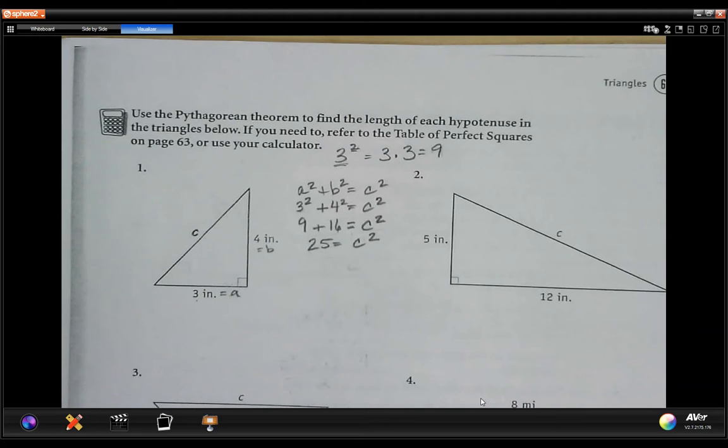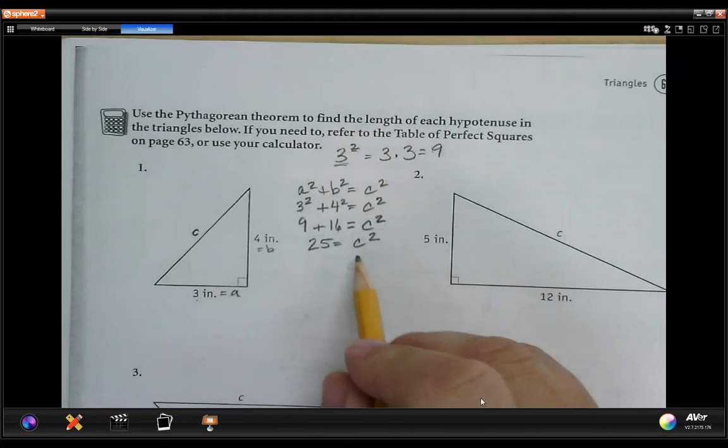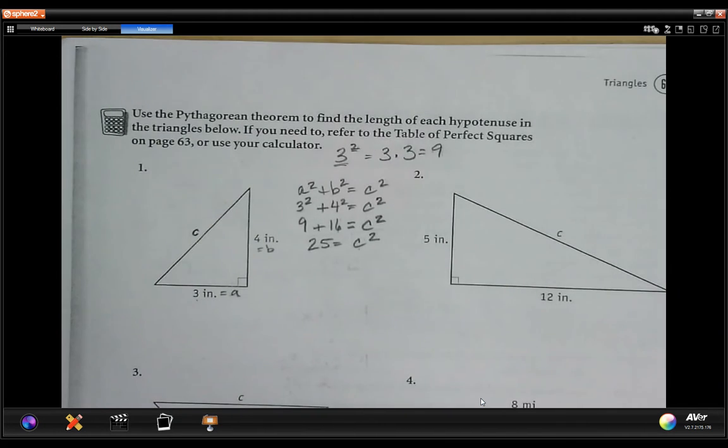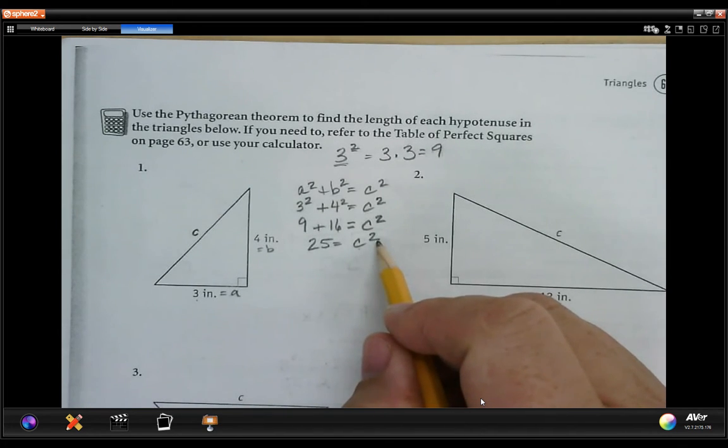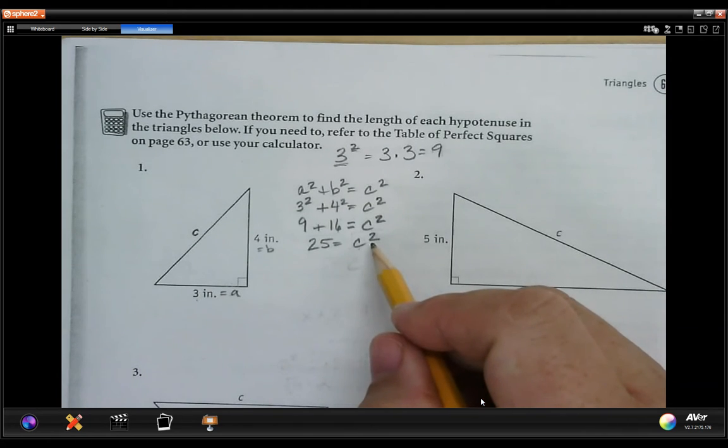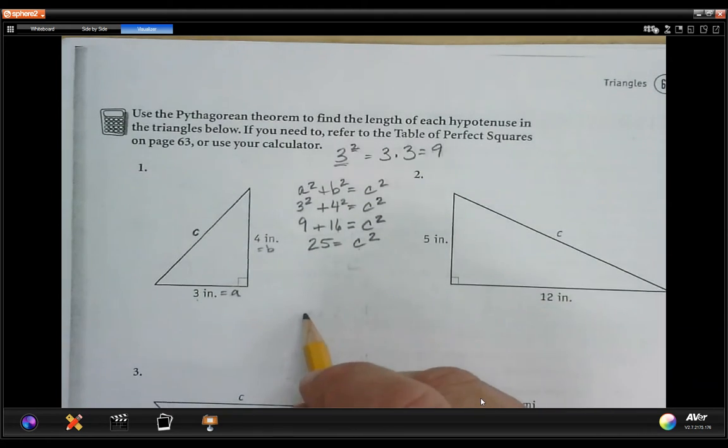Now remember the law of equations. I need to isolate this C and get this C by itself. So in order to do that, I have to get rid of this squared term. Well, how do I get rid of something that's squared? Well, I have to do the inverse of squaring it. So let's think about something for just a second.